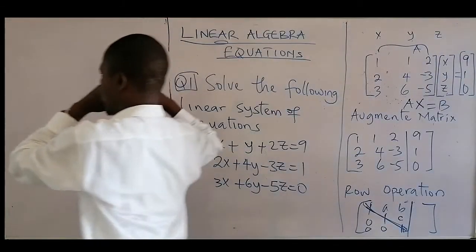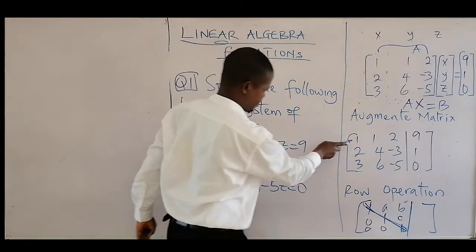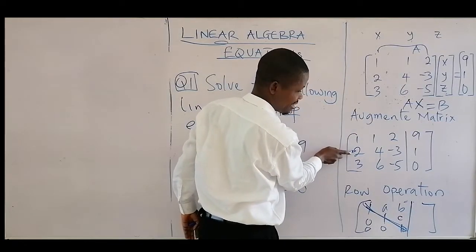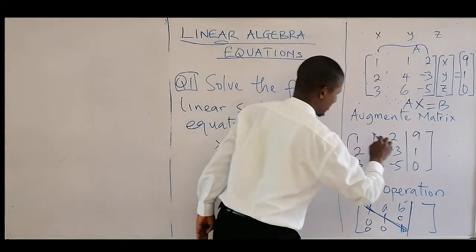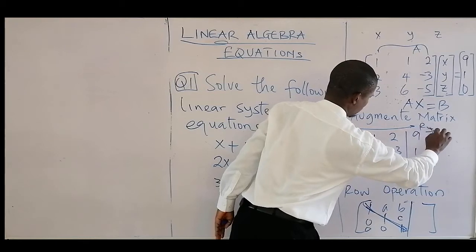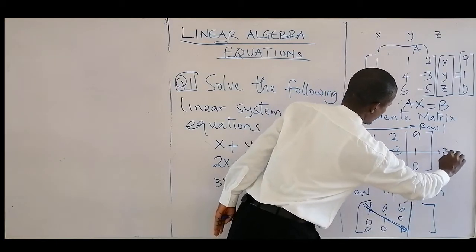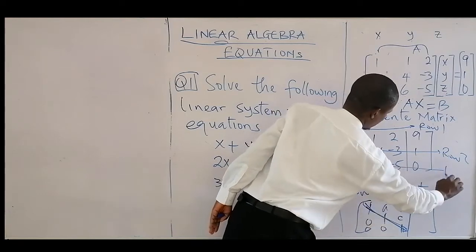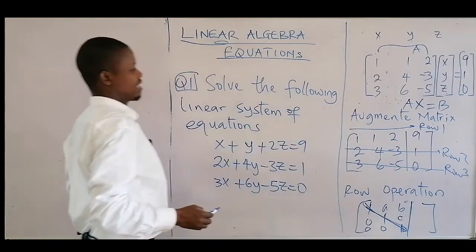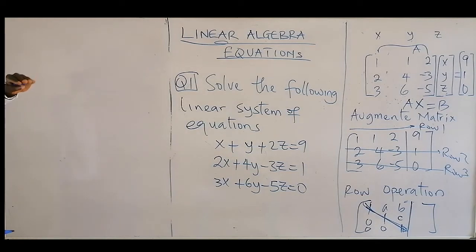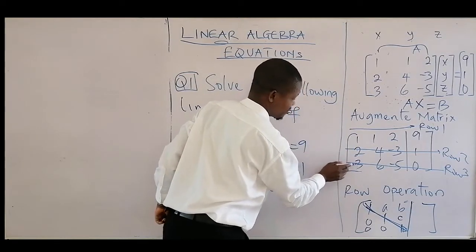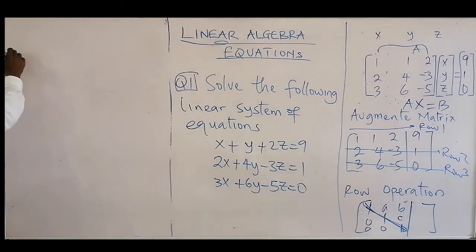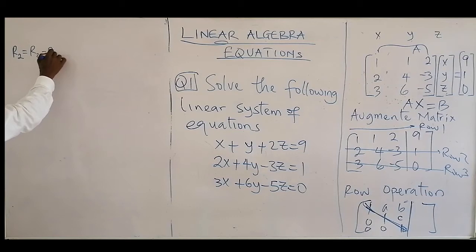So let's do that. The first thing we are going to do, already we have 1 here. We want to make sure that this here is 0, and this place is also 0. The first one is row 1, the second one is row 2, and the third one is row 3. So my row 1 is my base point. I want to have 0 here, and 0 in this place also. So how do we do that? Row 2 will be equal to row 2 minus 2 times row 1.